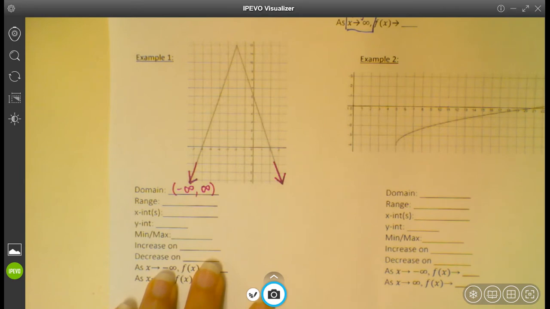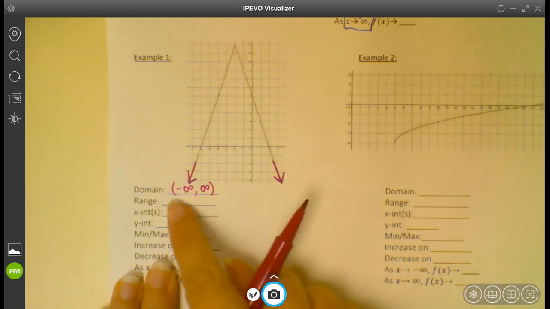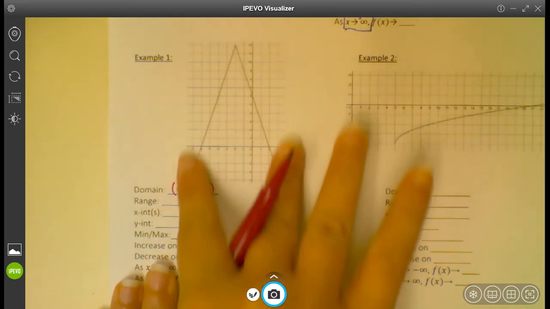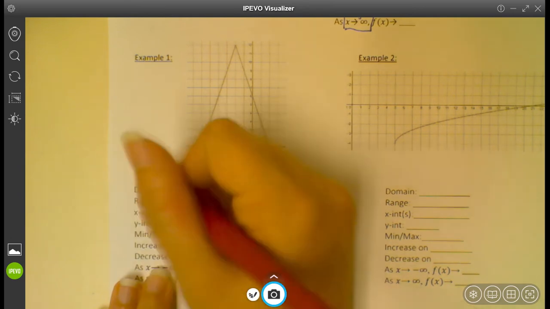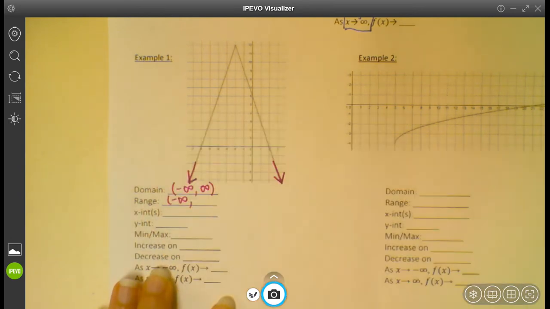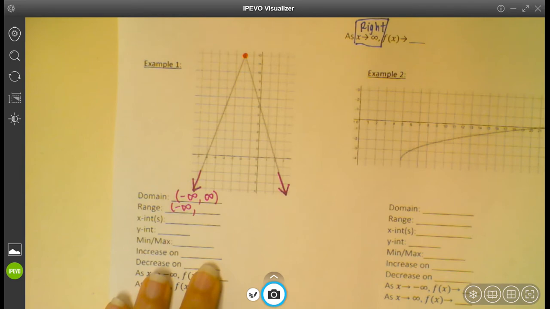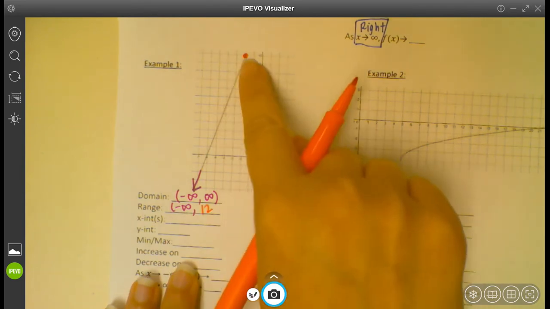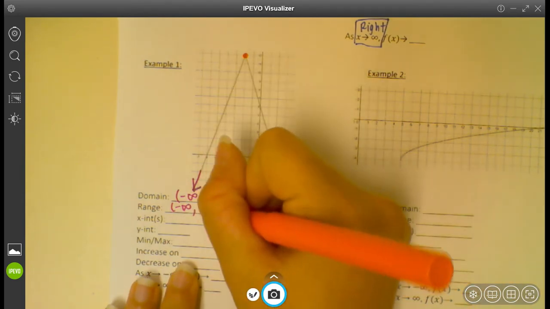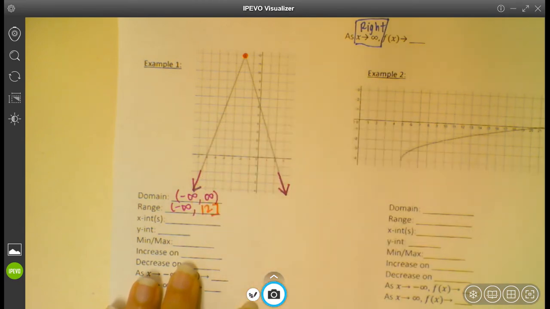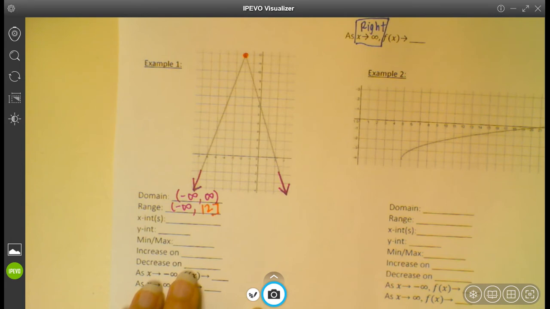All right, now the range, bottoms up. So how low did I go? Did I go down low? The lowest we went on our graph is continuing to be low, so negative infinity. And we're coming up to a point. The highest point I can be without going over is up here at the top. That maximum occurs there up at 12, which means we bracket the 12. That is the highest point on the graph. Can't go past it. All right, now let's do x-intercepts and y-intercepts.